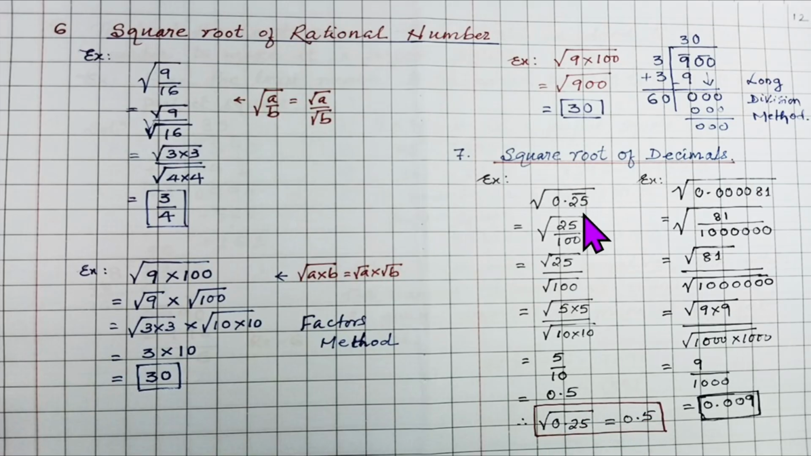Otherwise directly also you can find out. Only consider 25 here. When we take 25, if I take the square root of that, it becomes 5. But again the decimal point is after 2 decimal places, put it here after 1 decimal place, you get 0.5, and that is how we solve the objective questions.